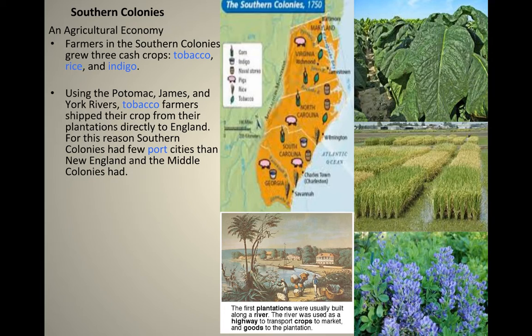Using the Potomac, James, and York rivers, tobacco farmers shipped their crop from their plantations directly to England. For this reason, the southern colonies had few port cities, a lot fewer than New England and the middle colonies. You can see in this picture here, plantations were usually built right on a river, so they could load up boats right from the river and then send them directly to England for huge profits. They didn't have to pay people to ship it for them because the plantation owned their own ships and shipped it straight to England themselves.